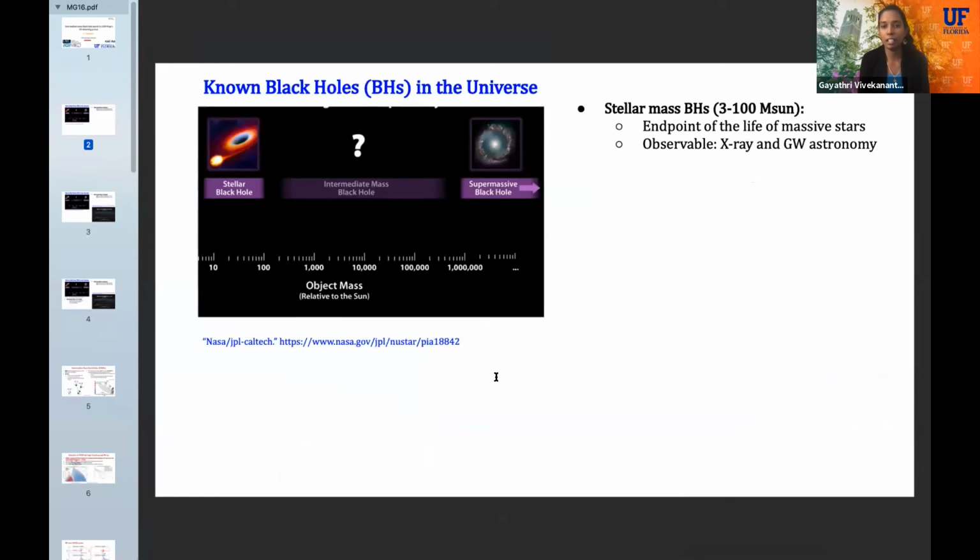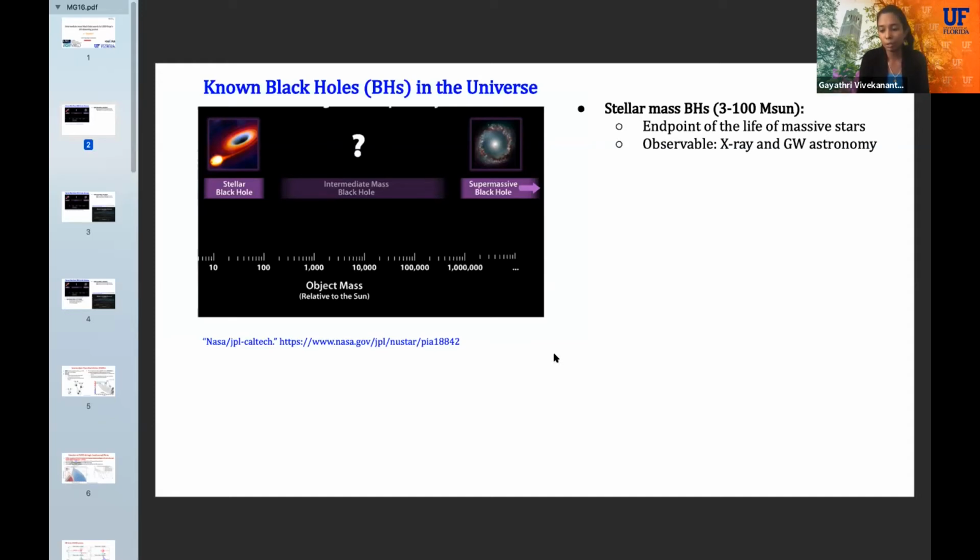Before starting, what do we know about the black holes in the universe? We can categorize them into two categories: stellar mass black holes and supermassive black holes. The stellar mass black holes have a typical mass range from 3 to 100 solar masses. We have several observations of these types of black holes from the electromagnetic window as well as the gravitational wave window.